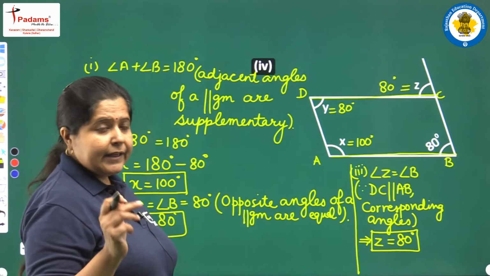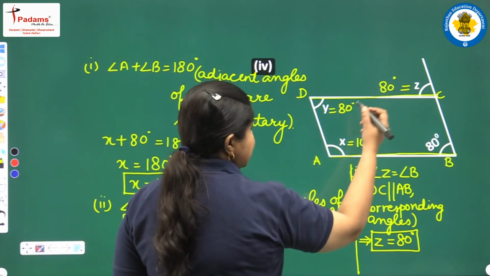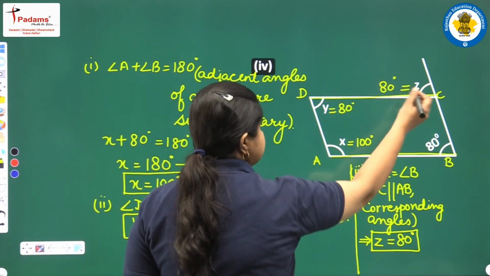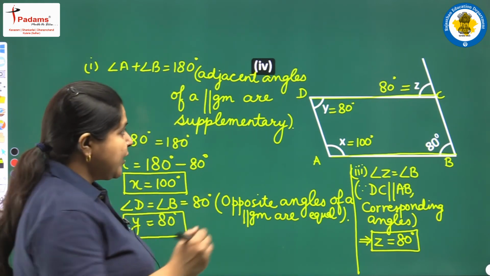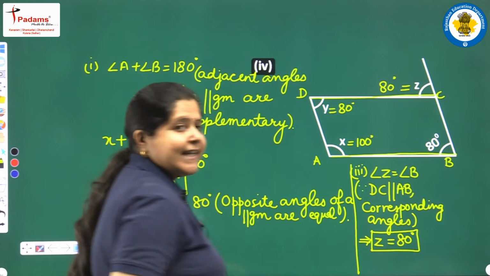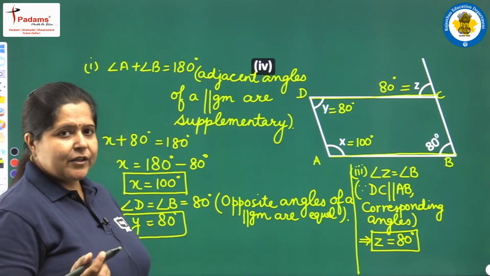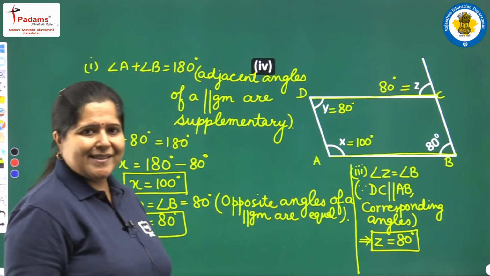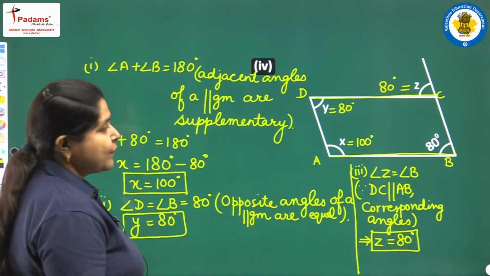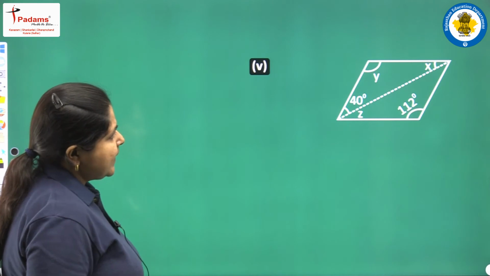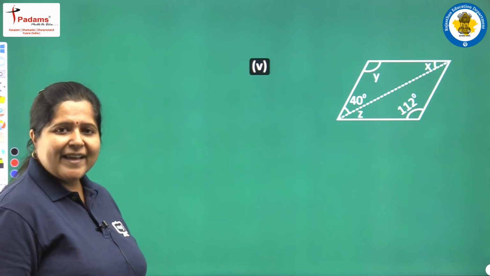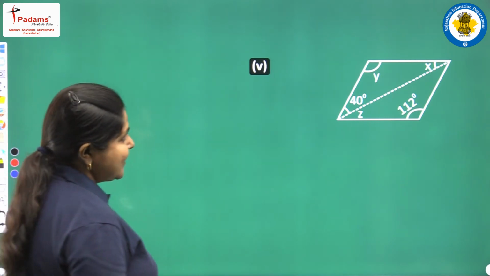There is one more way in which you can find angle Z. You can see angle Y and angle Z. These two are forming a pair of alternate angles, and so if Y is 80 degree, then again Z will be equal to 80 degree. So you can use any of the two properties here. This was your fourth part. Then we have one more part, fifth one. Again we have to find the values of x, y and z.